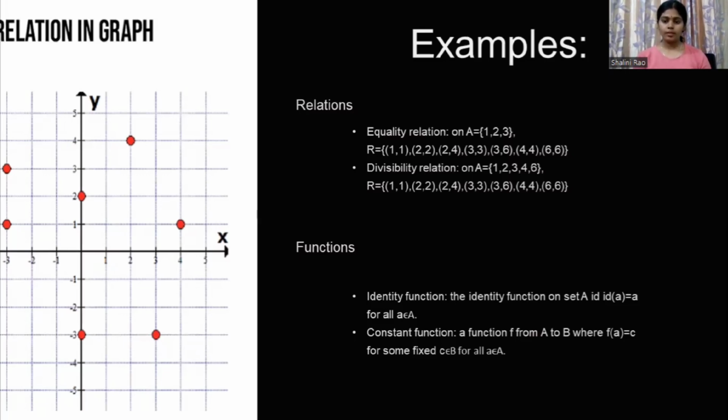Functions. Identity function. The identity function on set A, ID of A, is equal to A for all A belongs to A. Constant function. A function f from A to B where f of A is equal to C for some fixed C belongs to B for all A belongs to A.